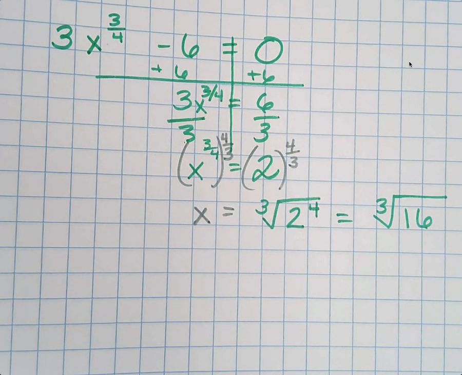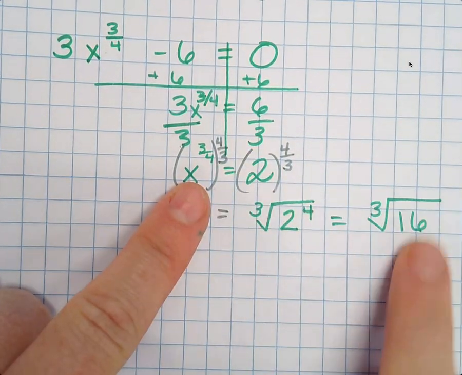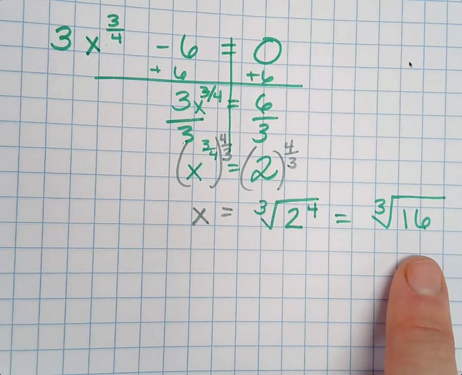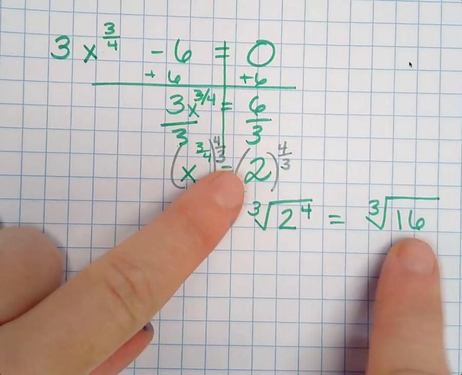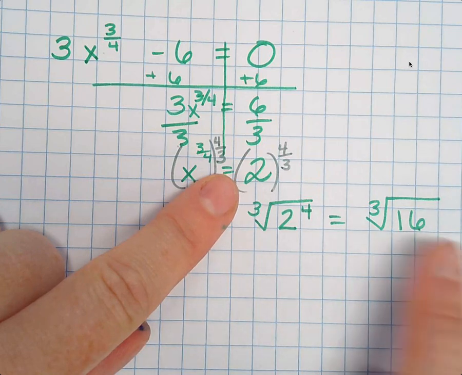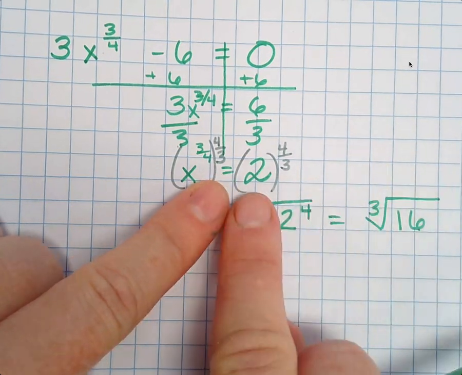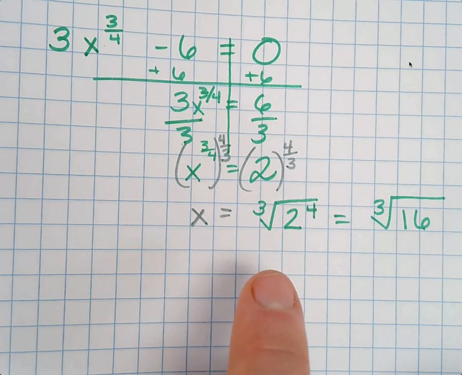Okay, so that's all we can do. We can write it as any one of these answers. I think the simplest version would be either this one or this one. So I'll have to look at Pearson and see which way they want you to write it. Do they want you to write it as a radical or as a number with a rational exponent?